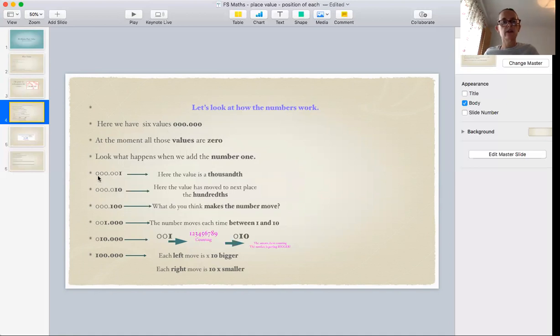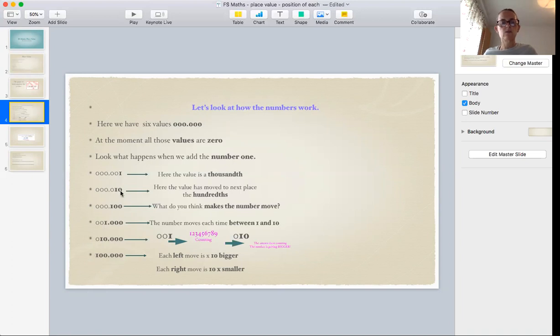So the number 1 here, 1, 2, 3, 4, 5, 6, in the 6th value position is the thousandth, yeah? And here the value has moved to the next place, the hundredth. So the 1 has moved from this position to this position. So it's moved 1 decimal place. And we see that we've moved to 10. And then we see 100, and then we see 1.00, then we see 10.00 and 100, etc. So we can see, nice little line going down here.